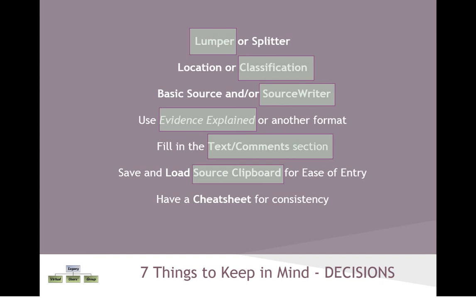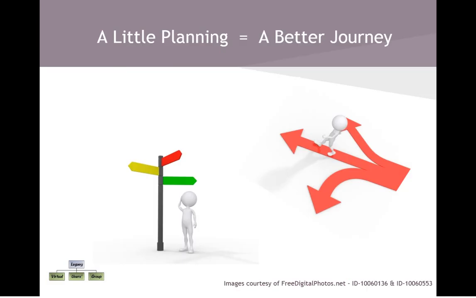I spent some time and learned how to use the source clipboard, and I have saved and loaded various source clipboards for ease of entry. And my cheat sheet is actually maintained in the text and comments section so that I'm hopefully as consistent as possible. So those were the 7 things I kept in mind and the decisions I made to work with my citations. Now, as JL Beacon posted last week, there's a limit to how many years I'm going to sit bent over a keyboard. So do a little planning.